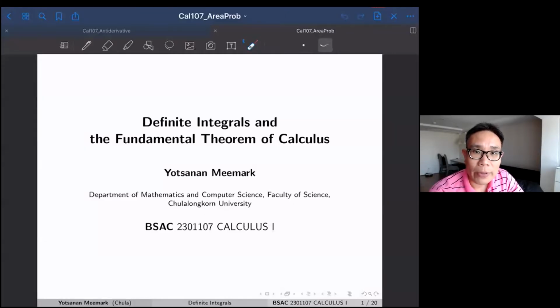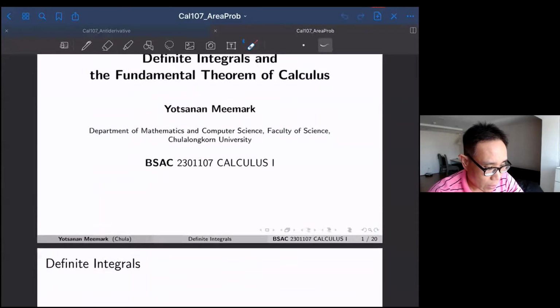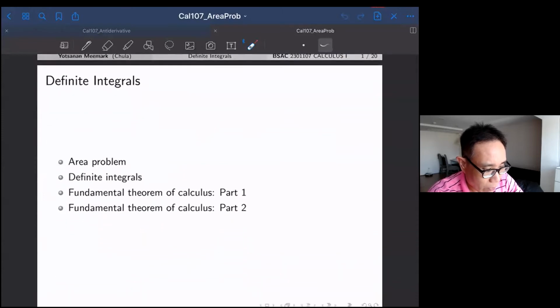So the new topic that I'm going to discuss is about the definite integral and the fundamental theorem of calculus. We learned before about the area problem, okay? And the area problem will be solved by using the thing called the definite integral. In order to compute the definite integral using the Riemann sum, sometimes it's very complicated, so we're going to study the fundamental theorem of calculus, which allows us to compute the definite integral more easily.